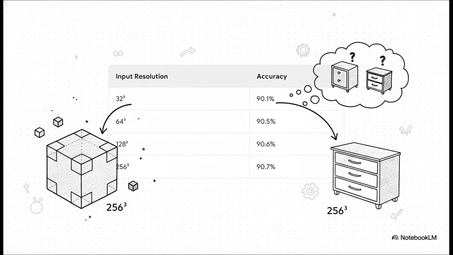So, have a look at this. For a pretty simple task like 3D object classification, which is basically just answering the question, what is this thing? As you ramp up the resolution from a blocky 32 cubed to a super detailed 256 cubed, the accuracy barely even moves. It seems like after a certain point, more detail just doesn't really help an AI tell a chair from a table.